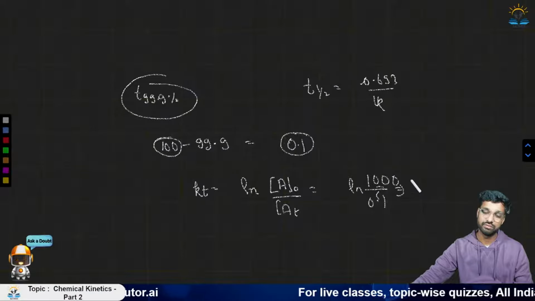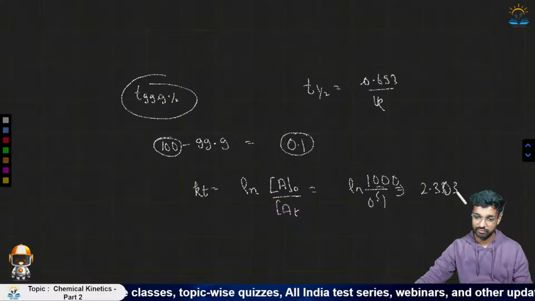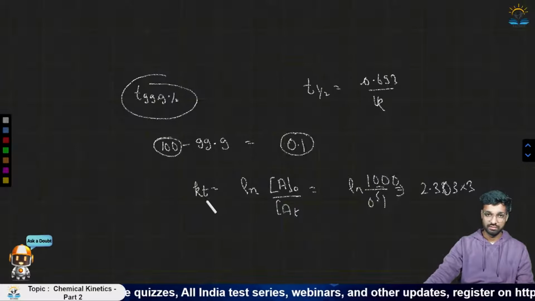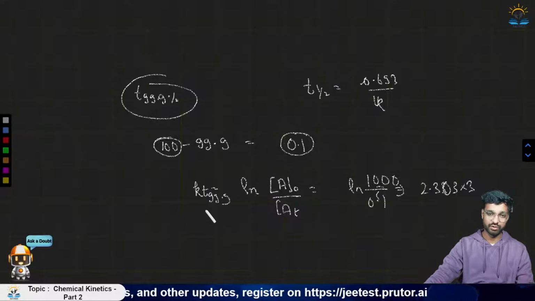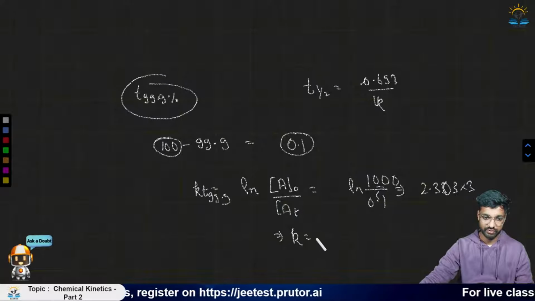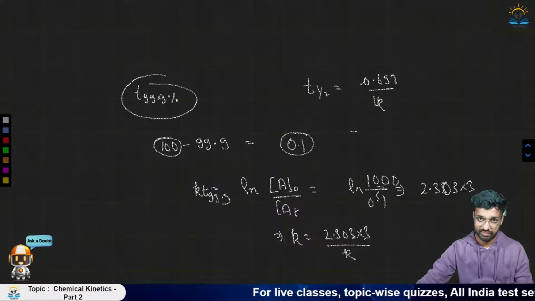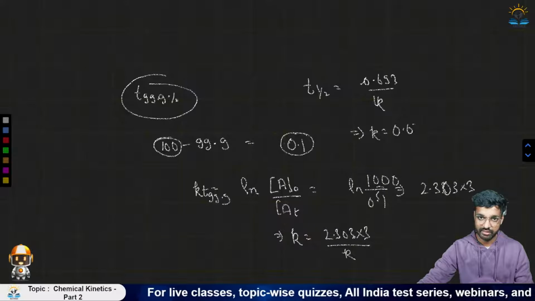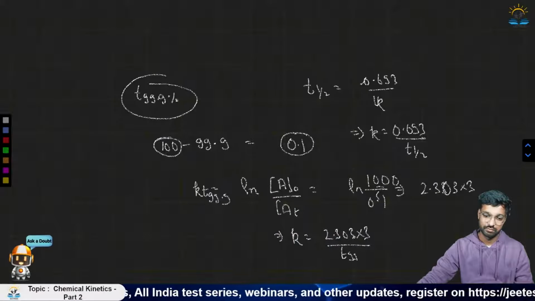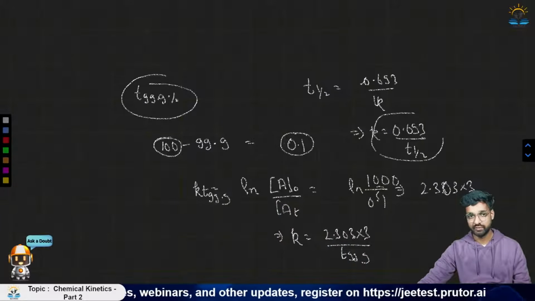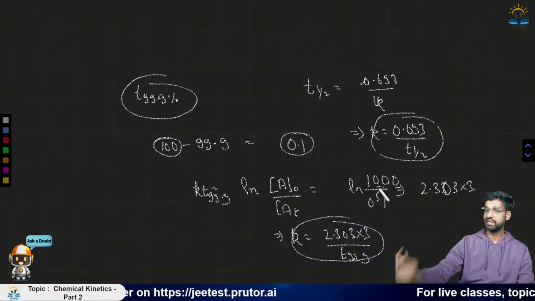You can also solve this equation. So ln 1000 will be equal to 2.303 multiplied by 3. This is for 99.9%. Now if you compare both these equations, you can find out the value of k from here, which will be 2.303 multiplied by 3 by T 99.9%, and k is equal to 0.693 by T half. Now you can equate this equation and this equation, and you can get the final relation between T half and T 99.9%.